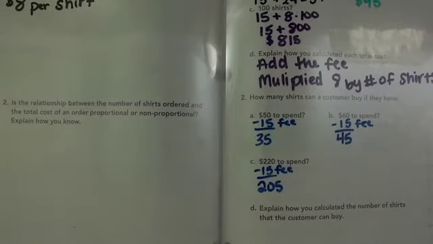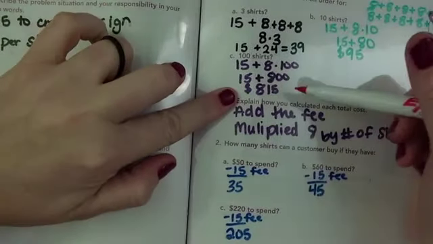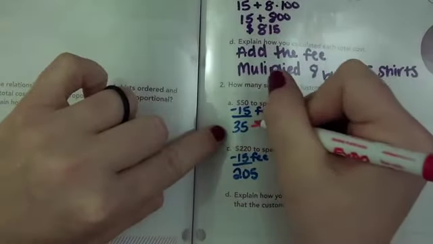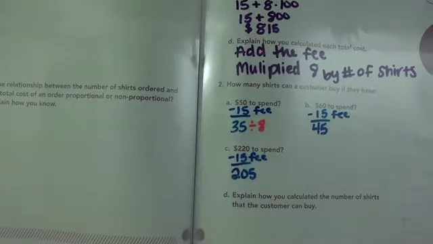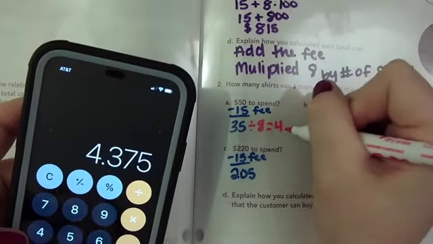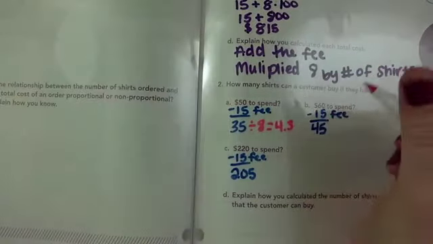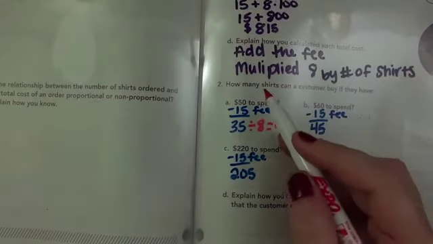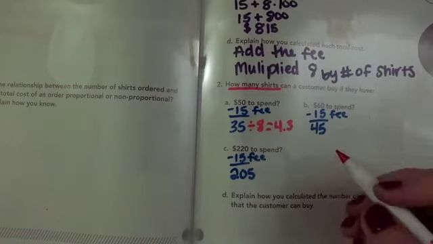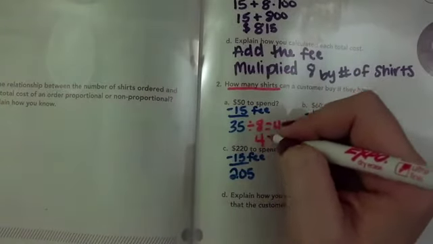So if we have $35 left and it's $8 a shirt, well, if we were multiplying 8 times the number of shirts up here, you would actually have to divide by 8. How many times does 8 go into 35? Well, let's see. So 35 divided by 8 equals 4.3. Because it asks how many shirts, can I buy 4.3 shirts? No, so really I can only buy 4 shirts.